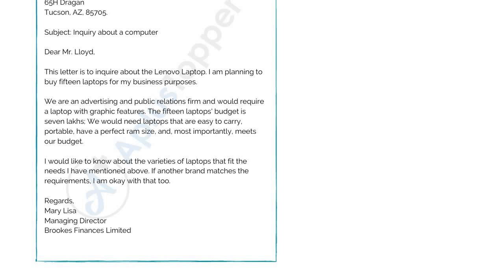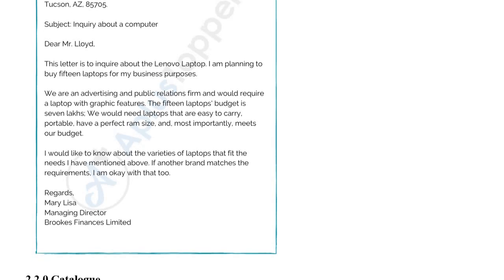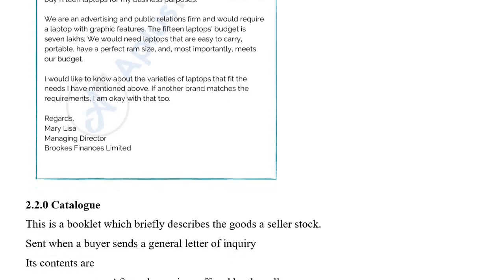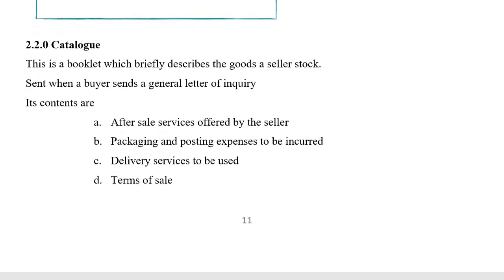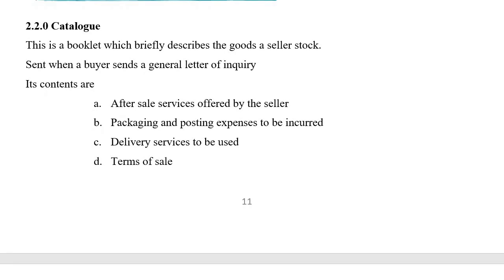After the letter of inquiry, I'll take you to the next document of Hometrade, which is called a catalog. A catalog is a booklet. It briefly describes the goods a seller has in stock. Let's say a seller has received a letter of inquiry from the buyer. In return, he sends a catalog to the buyer, and it describes the commodities that are in stock.